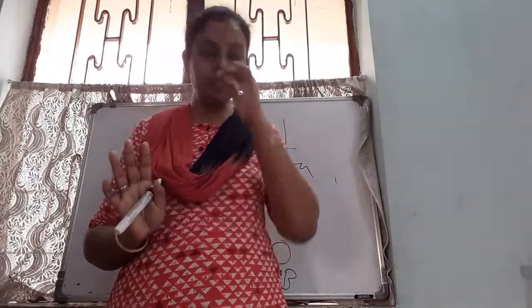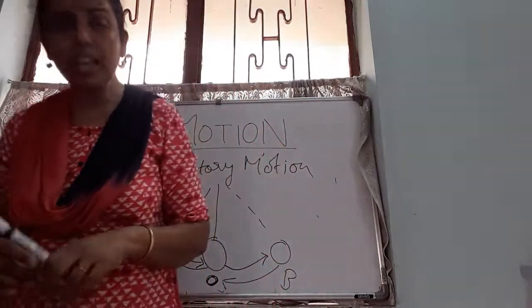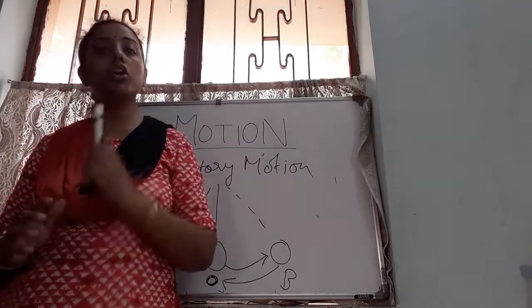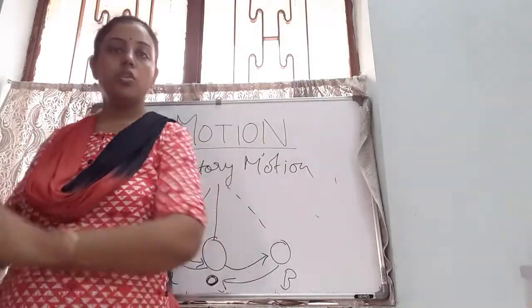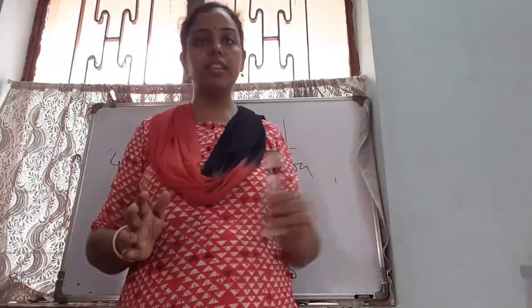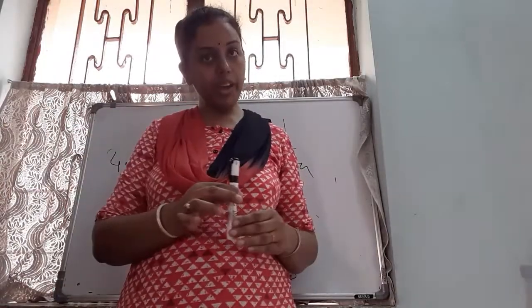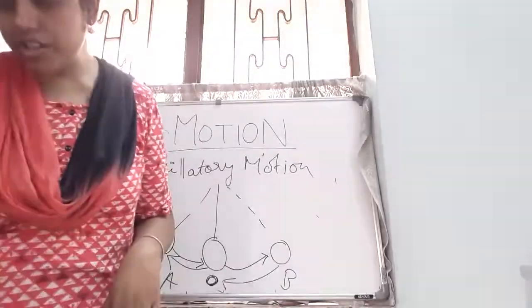This is oscillatory motion that we can find in the pendulum of a clock or in a swing. When we are on a swing, the swing moves like this. So this is called oscillatory motion.